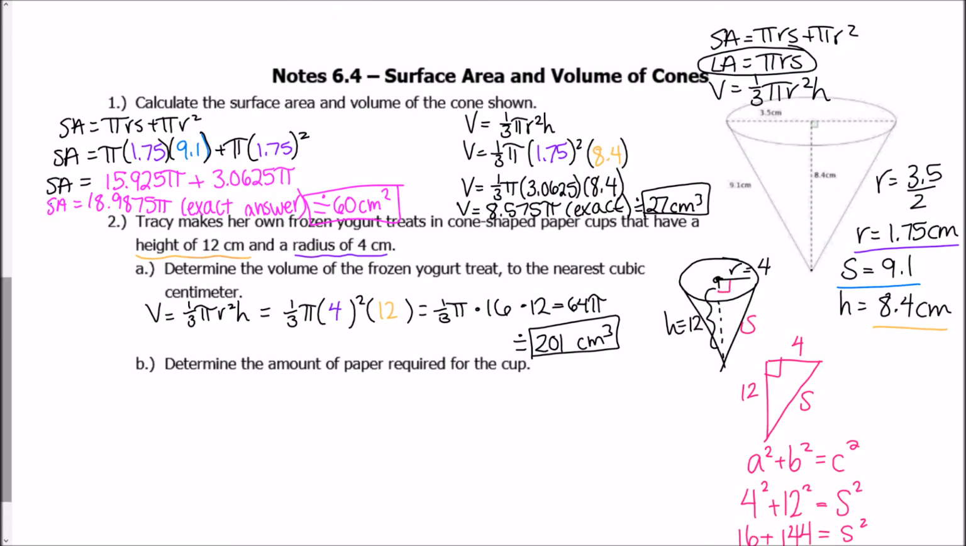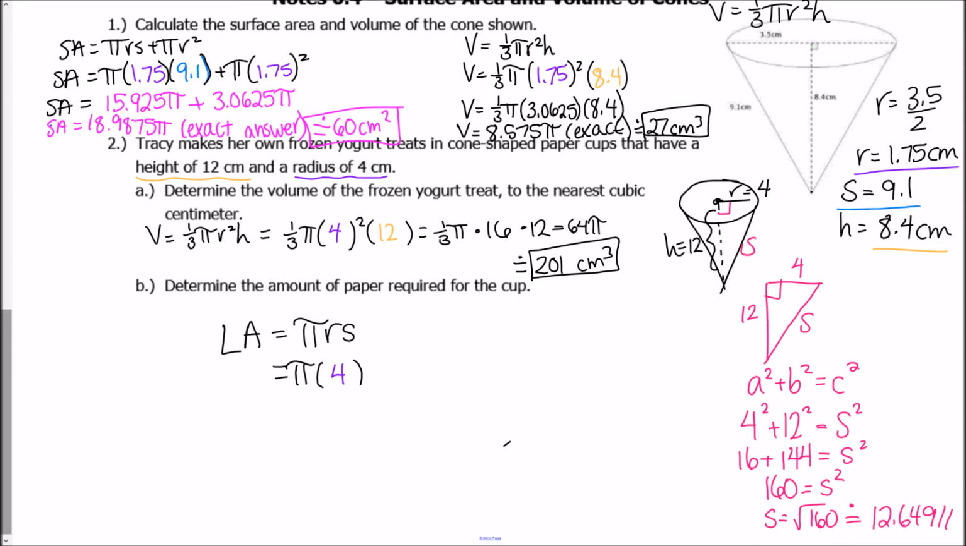Now, to find the lateral area, I need to use the formula pi r s. And I know that the radius is 4. So I'm going to fill in 4 for my radius. And I know that the slant height we figured out was 12.64911. So I'm going to fill in 12.64911.